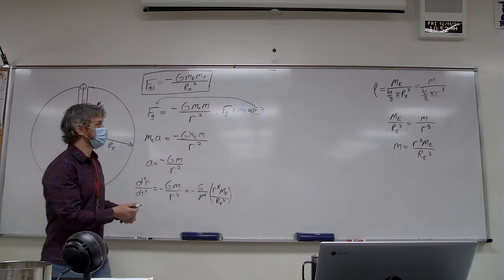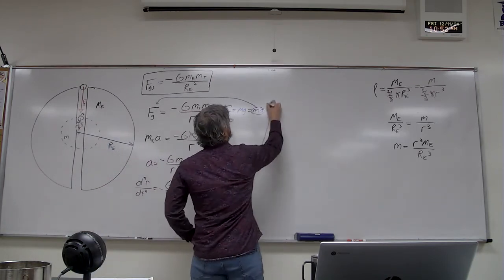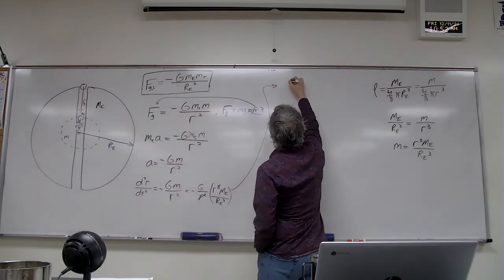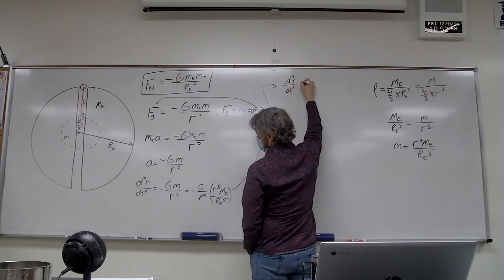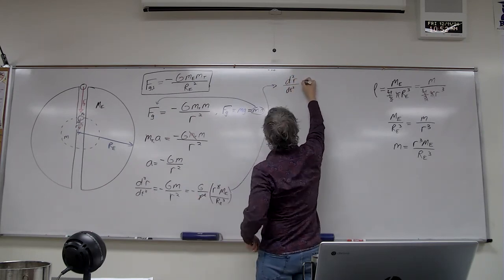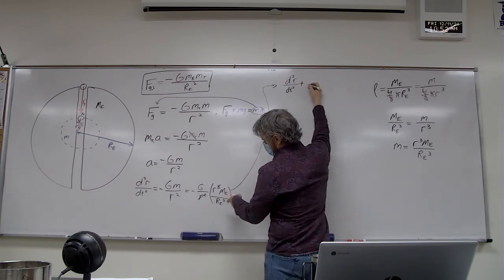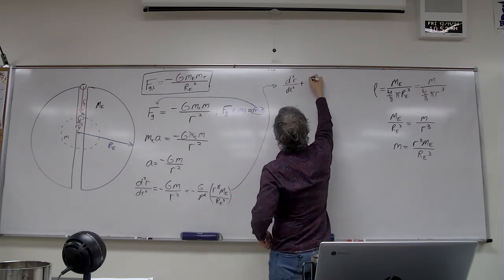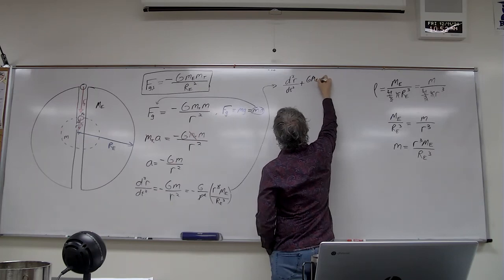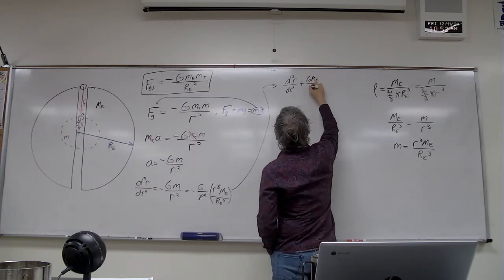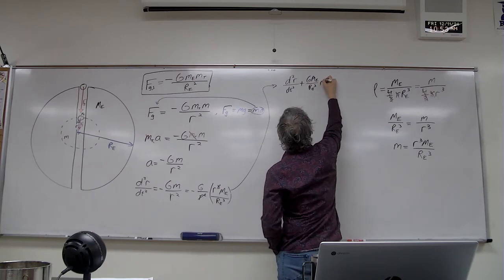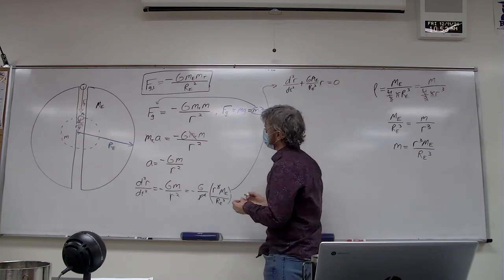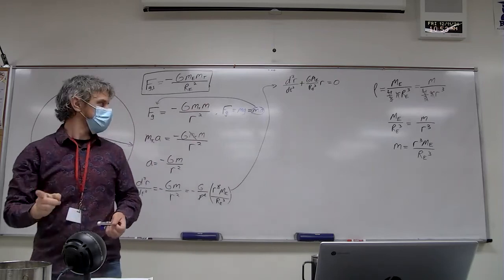But it works here. So we can rewrite this as the second derivative of position with respect to time. And I'm going to add this term to both sides, so it'll be plus big G, mass of the Earth, over radius of the Earth cubed, times r equals 0. And that also gets rid of little m, that's also not a constant.